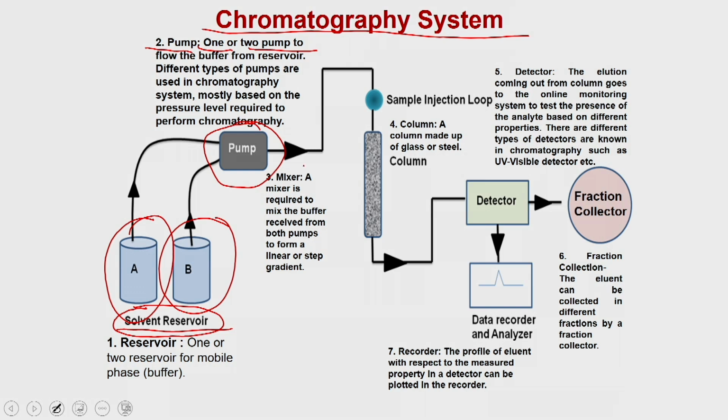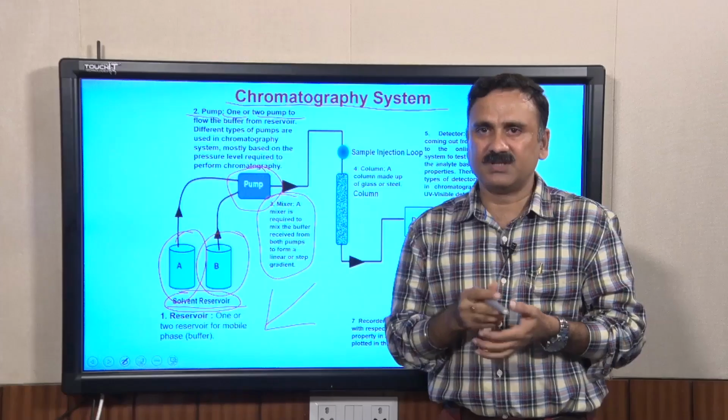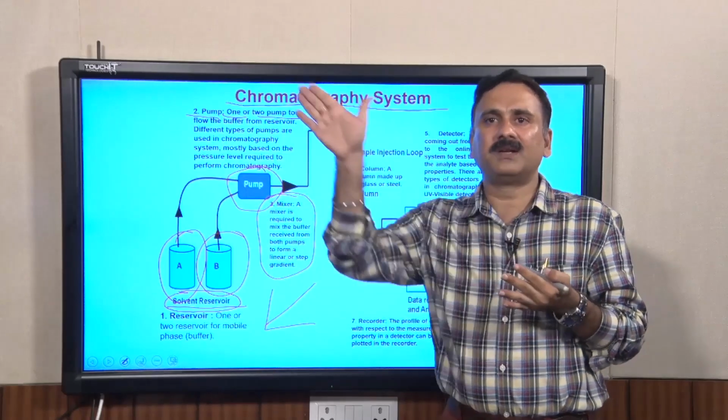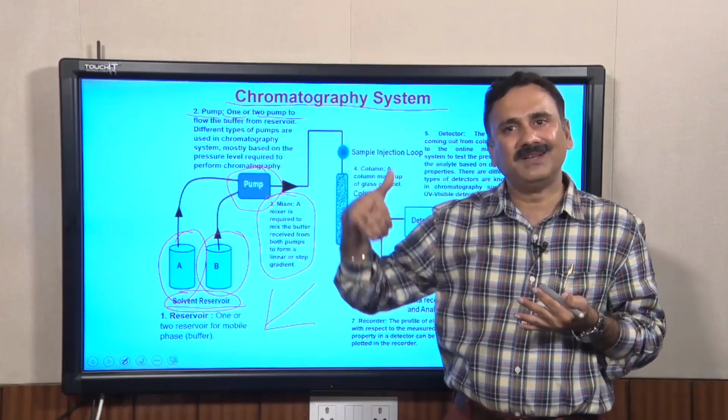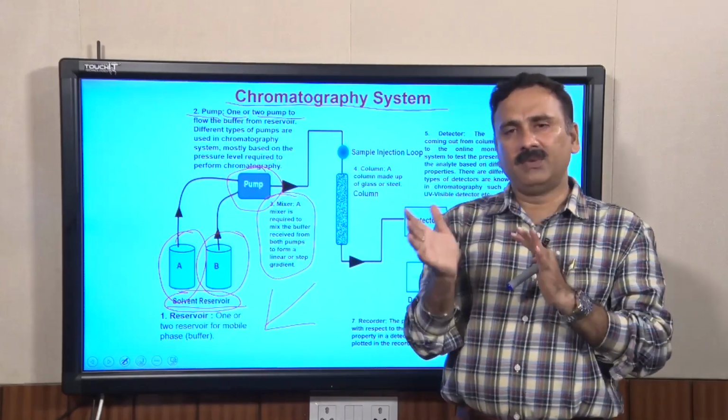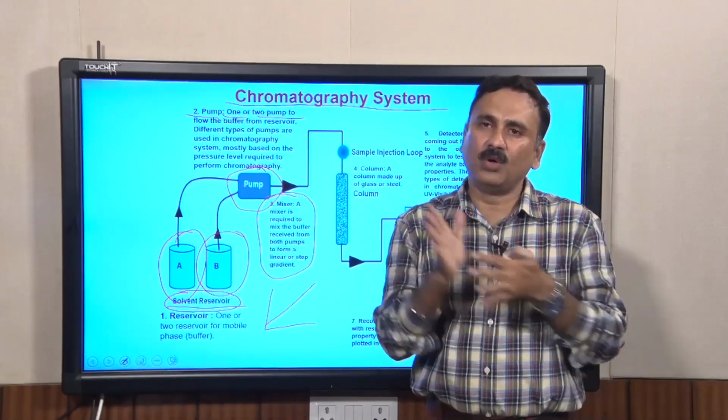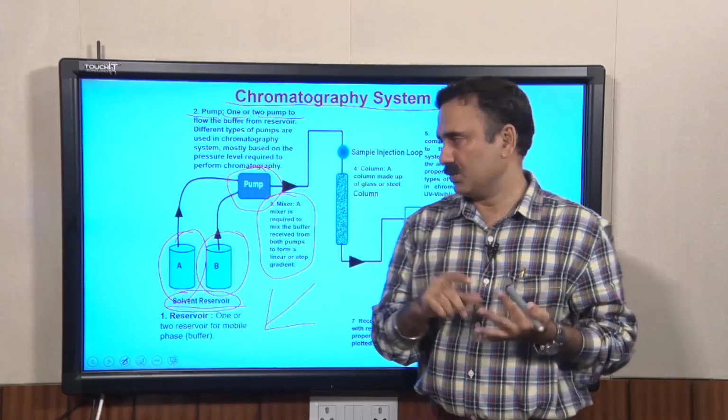Then next to the pump, you are going to have the mixer, which is going to mix these 2 components so that you will be able to make a gradient between A and B. Either it will be a linear upward gradient or a downward gradient, which means either you will increase the concentration of B or you will decrease the concentration of B. And in many chromatography techniques, both procedures are followed.